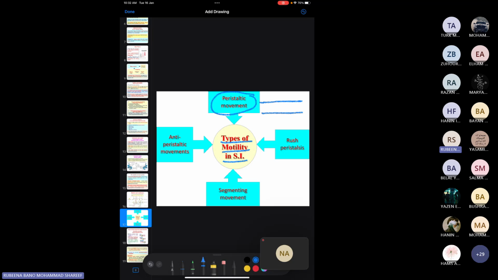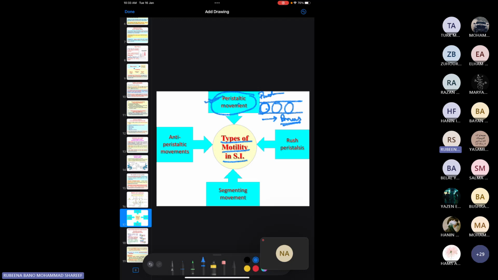Suppose your small intestine starts from duodenum. So here there is bolus. This bolus, through peristaltic movement, will propel in the forward direction, towards anus. We will see the mechanism later. As of now, remember the peristaltic movement.